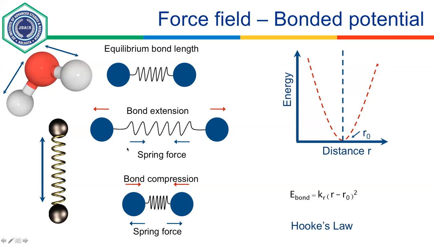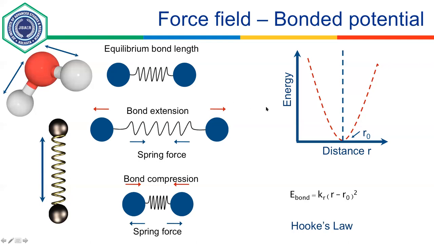So bonds can be stretched. This is a bond extension, or can be compressed due to the elasticity of the spring. This is the equilibrium or the real bond length. We call it R0, and we often find the bond length R0 in our textbook. This can be calculated from quantum mechanics or derived from experiments, meaning spectroscopic experiments. R is the bond length when it deviates from the reference or equilibrium value.